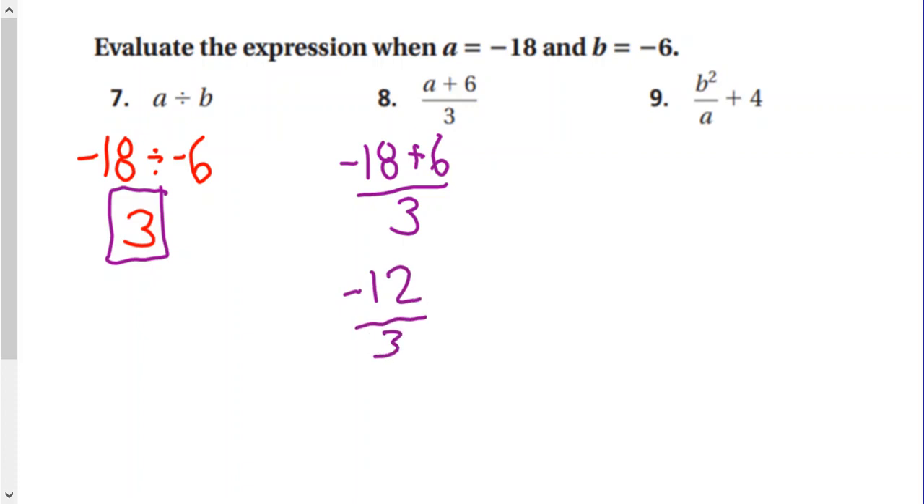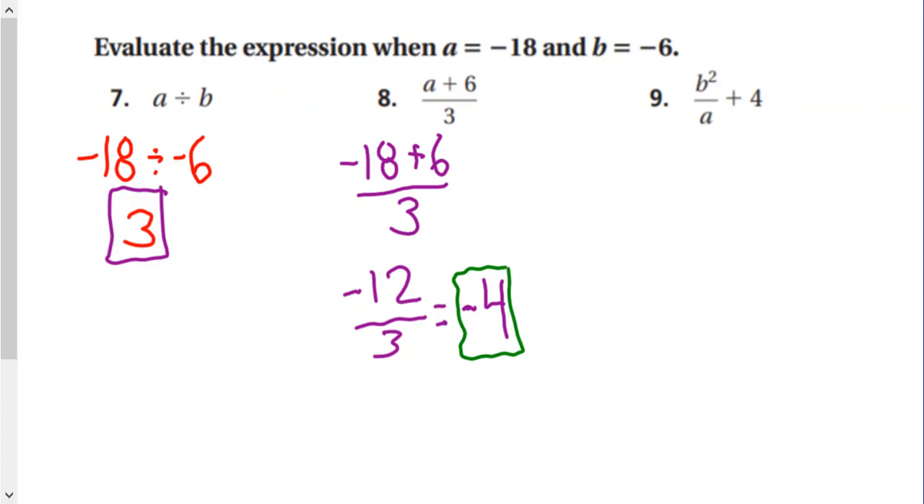And then we got negative 12 divided by 3. And thinking about our rules, we got one negative, so our answer is going to be a negative. So I'm just going to write that negative there. And 12 divided by 3 is 4. Okay, so our answer is negative 4.